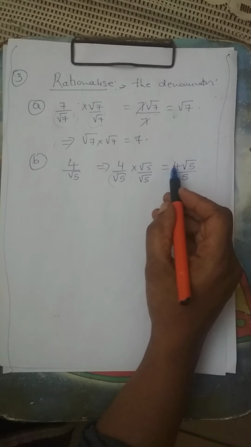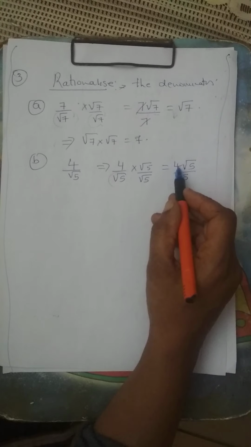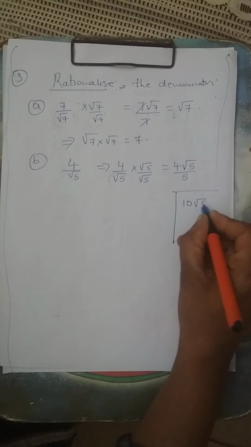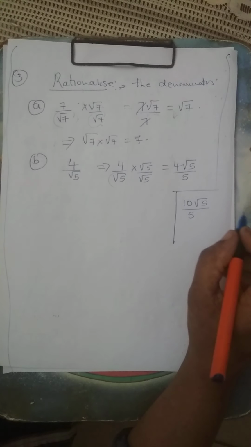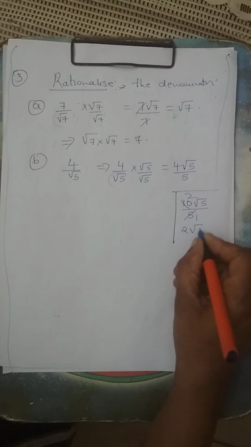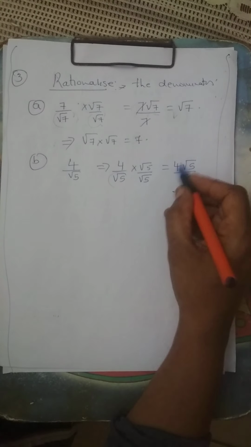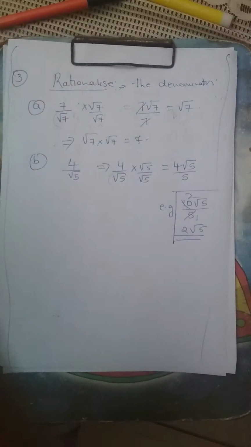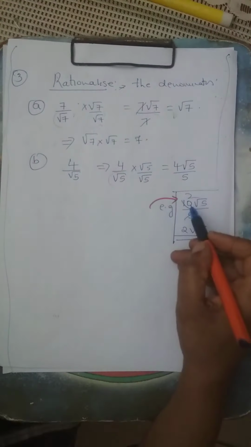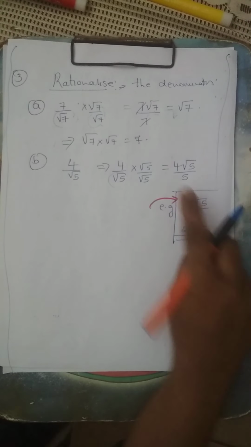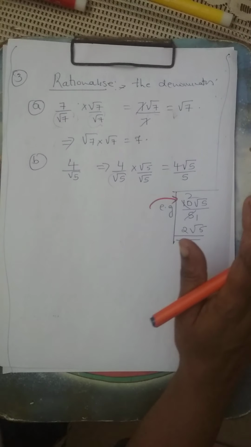Now suppose there was a 10 here, let's take one example, okay? Suppose you got 10 root 5 upon 5. So you can cancel and get the final answer. But here we can't cancel. I repeat, I took another example where instead of 4 we have a 10. So 5 twos are cancel. But here nothing is cancelling, so it remains the same.